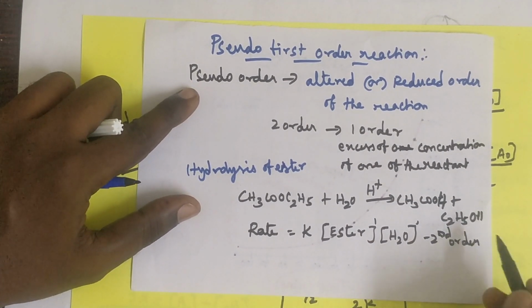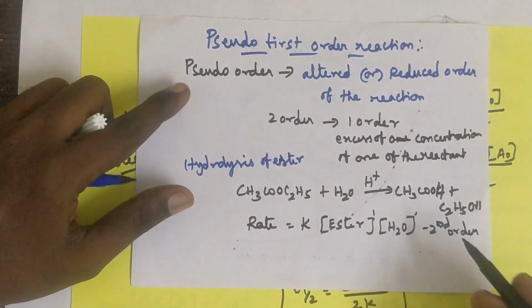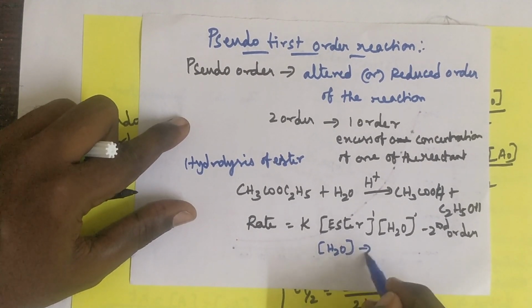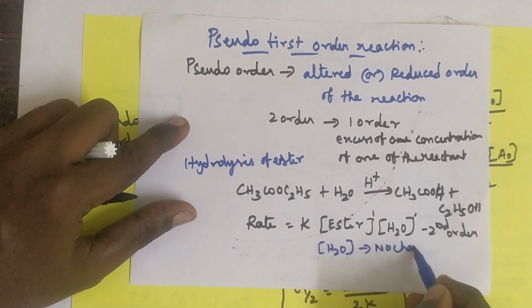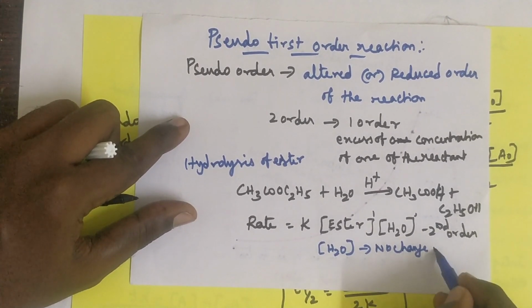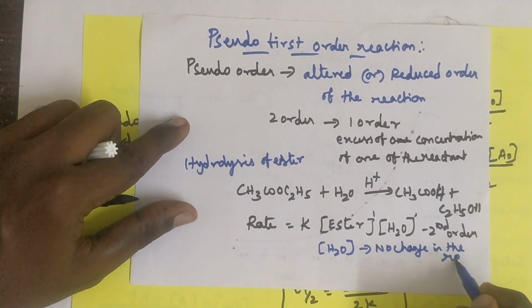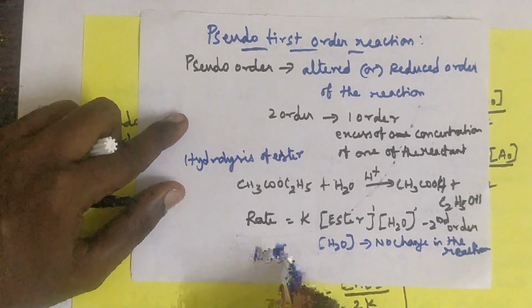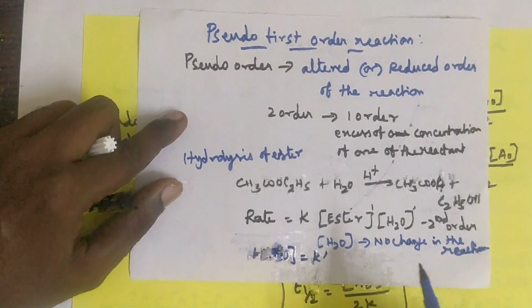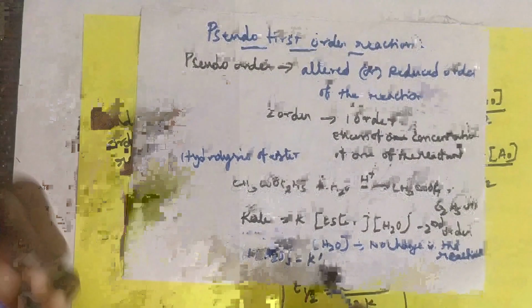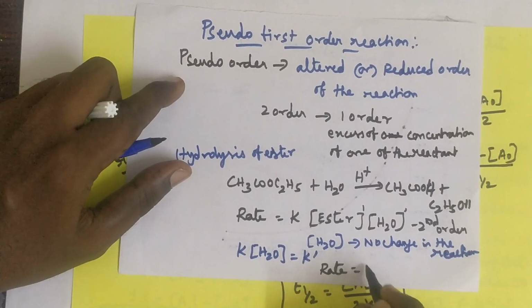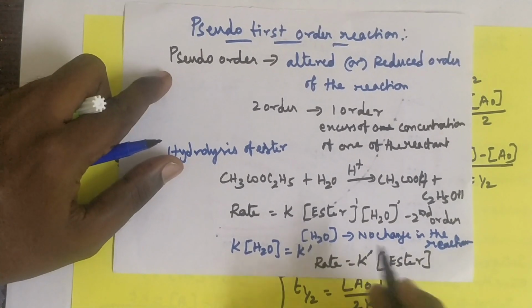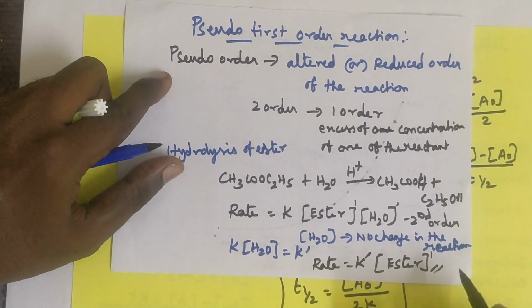It is second order. We have to convert second order to first order. We already know the concentration of water. We increase the concentration of water. There is no change in the reaction when you increase the amount of water. So we can take this k and H2O together as k dash. The equation becomes rate equal to k dash into ester. You see, it was second order and it is reduced to first order.